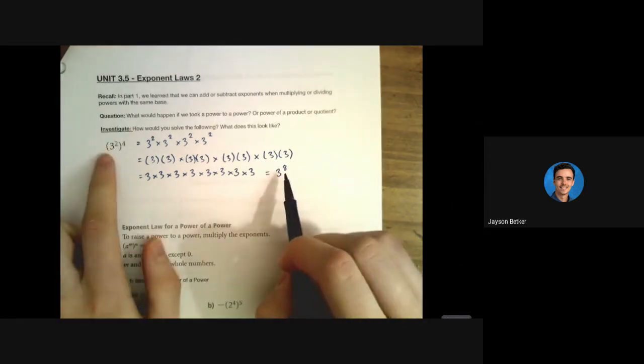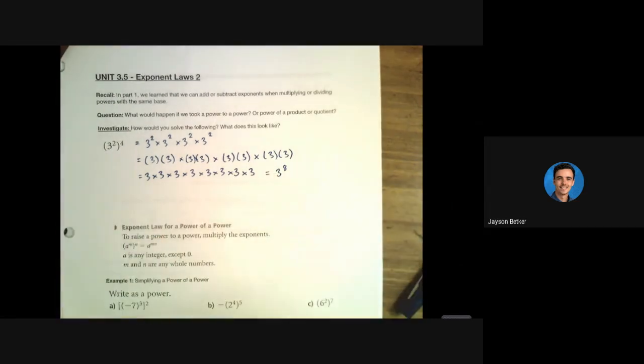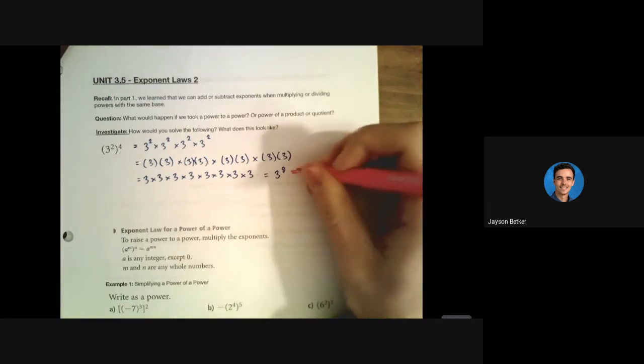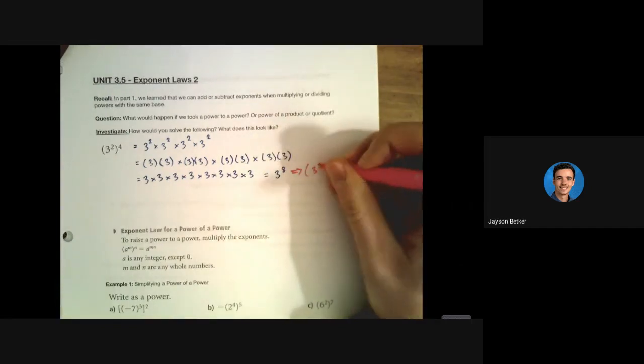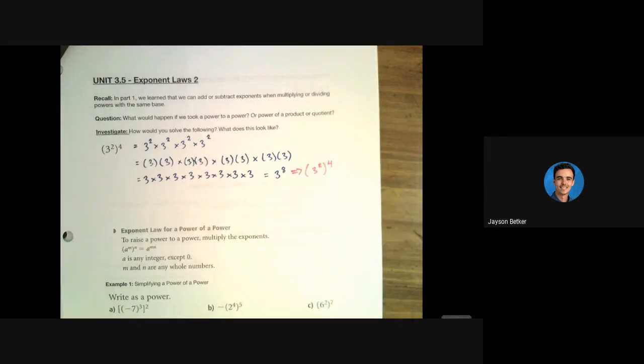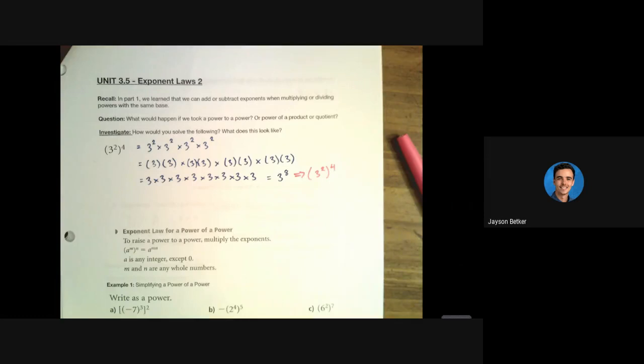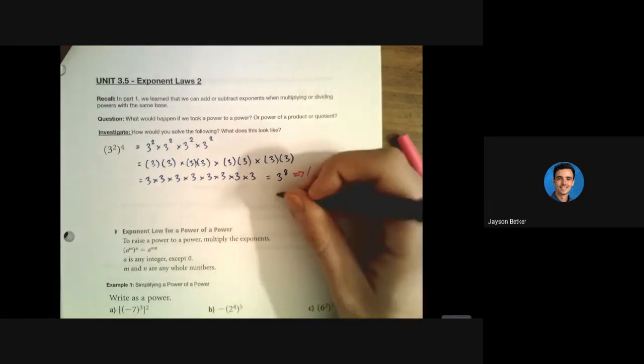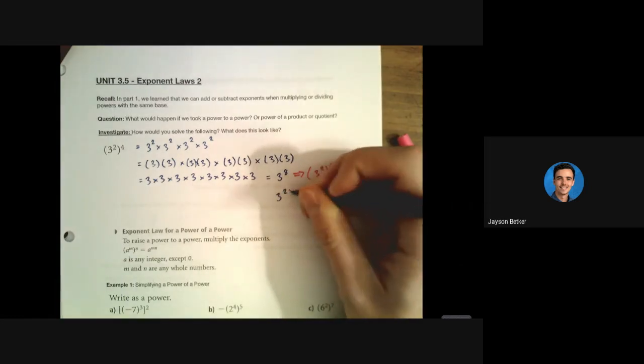So how does 3 to the 8 relate to 3 to the 2 to the 4? How does it relate to this? Okay, that's kind of what we're trying to figure out right now. Well, how do 2 and 4 relate to one another to give us 8? Basically, what it's saying here is that it's 3 to the 2 times 4. That's going to give us 3 to the 8.